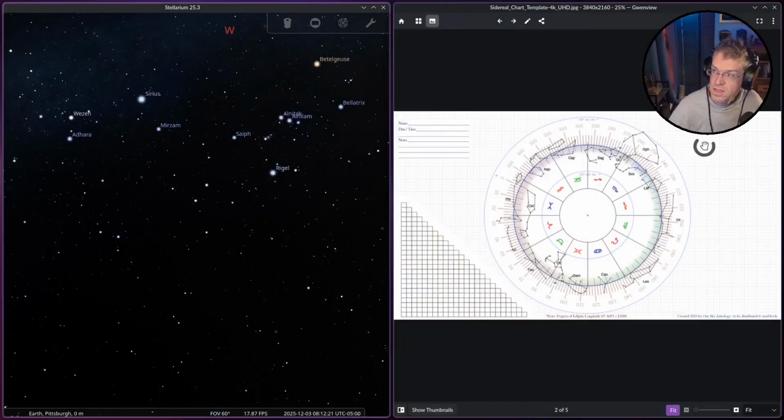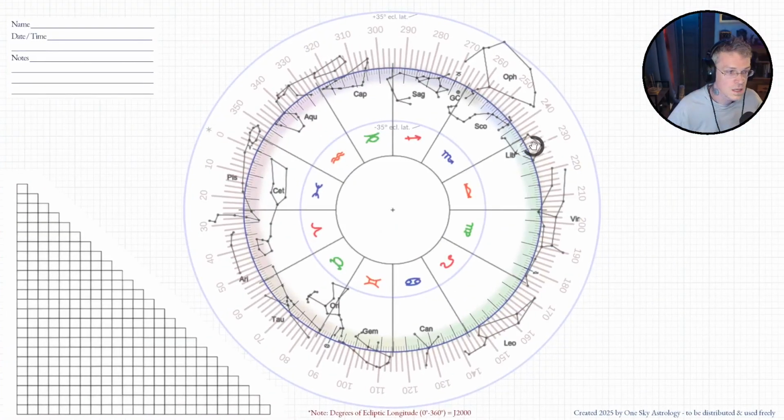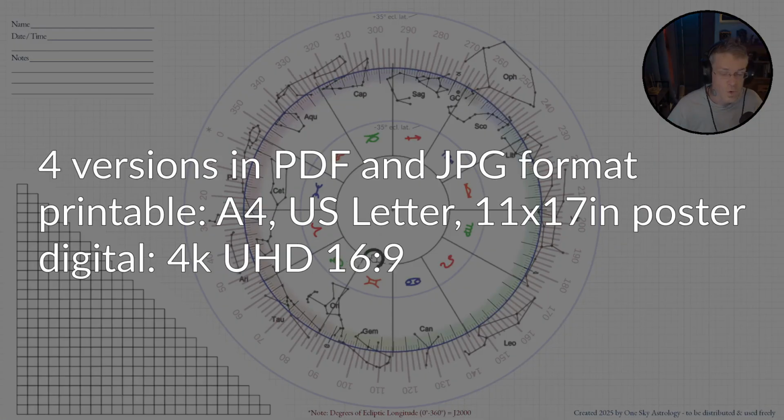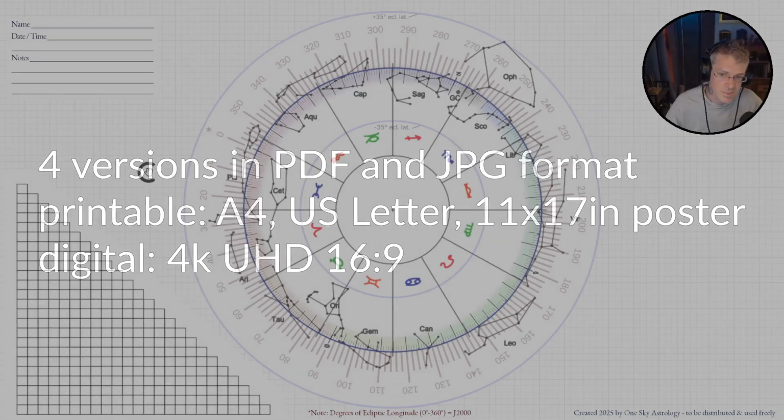And it's basically this in A4 and US letter printable size, also an 11 by 17 inch poster size. And this is a 4K ultra high def, like 16 by 9 form factor for widescreens for people who do digital work. And you can get all these in PDF and JPEG format in that zip archive.